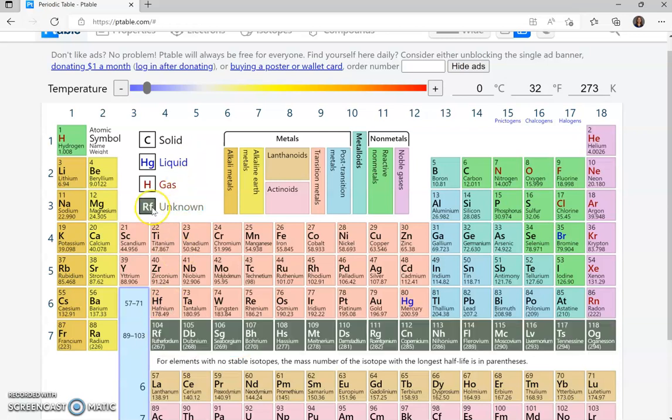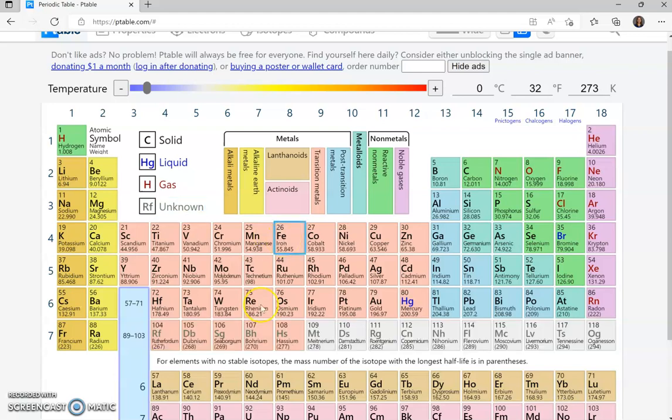Why are they labeled unknown? So a lot of those were man-made elements, so they were made in a lab. So we only made a very small amount, so we don't know if they're solid, liquid, and gas, because only like 1 atom of that element was most likely made. Some of them we do know are metals, however.